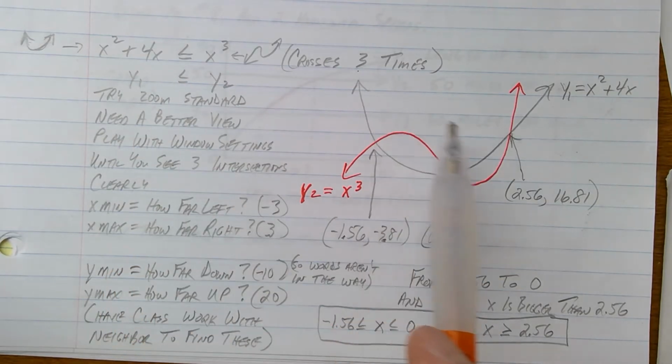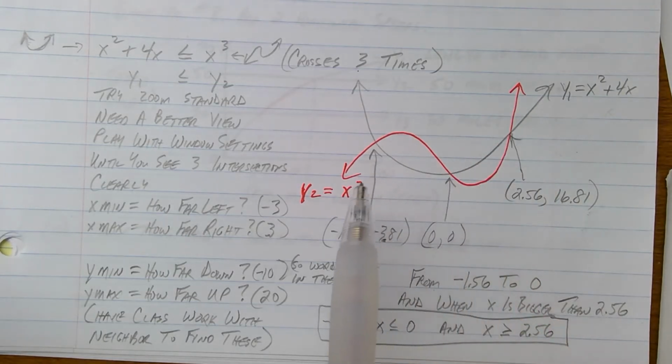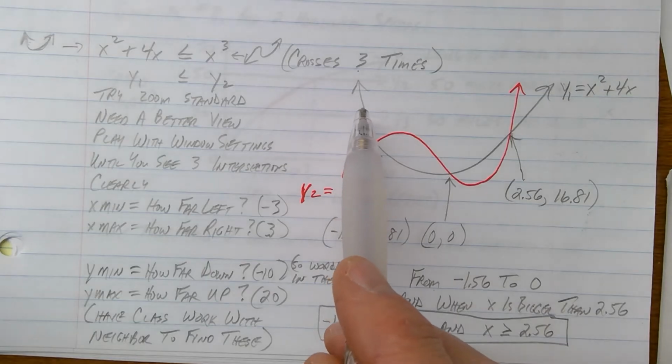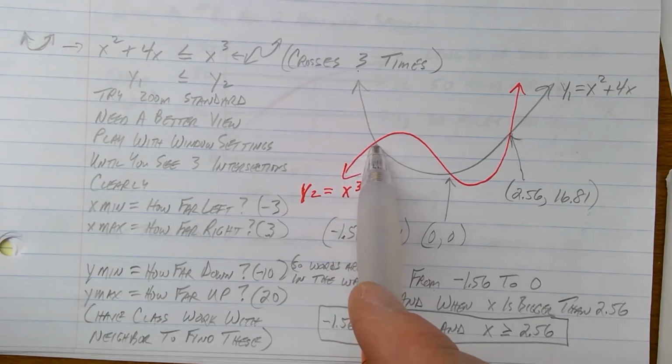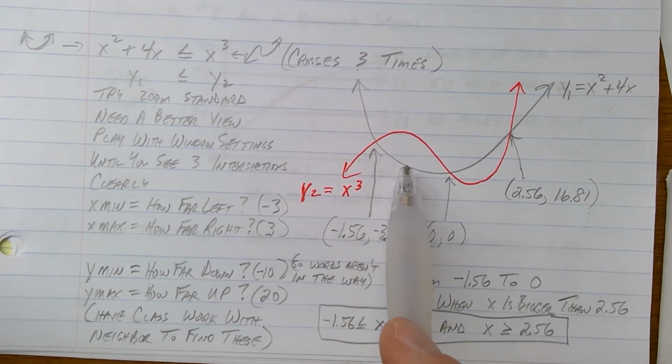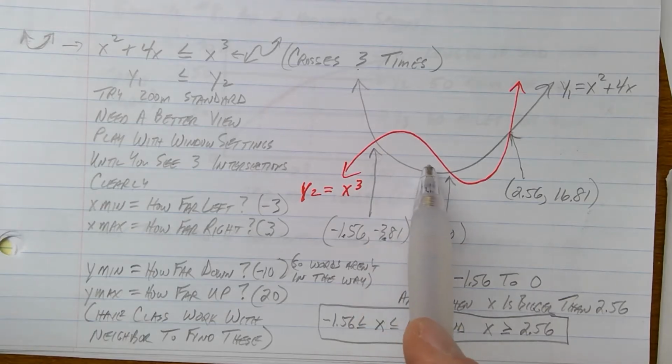Well, let's go over here and look. Well, y1, that's the black curve, is below y2. Well, let's look right here. There's y1, there's y2, not there because it's above. So we hit an intersection here and they switch places. Now the black curve is below the red curve. Yeah, I'm talking about this section here.